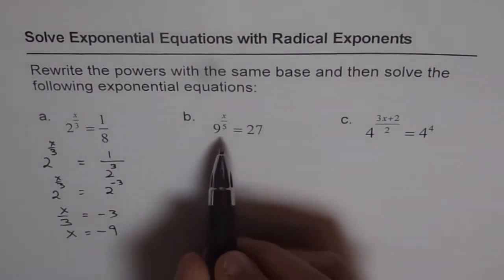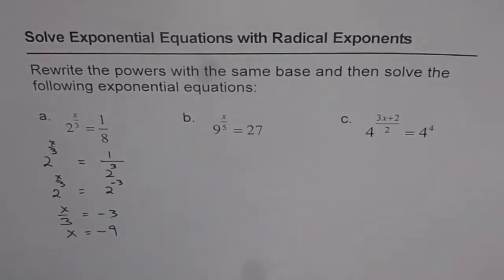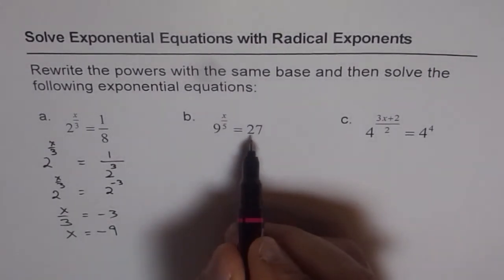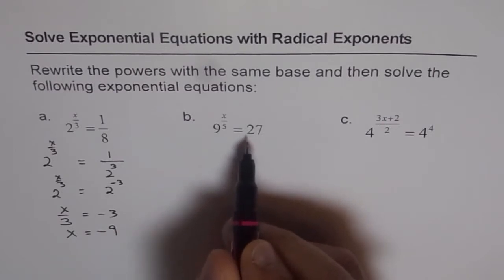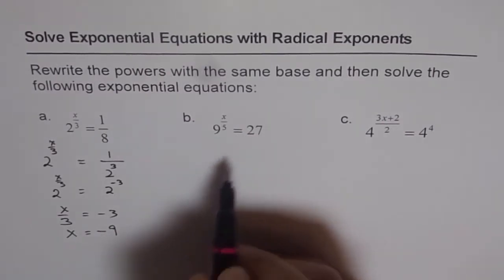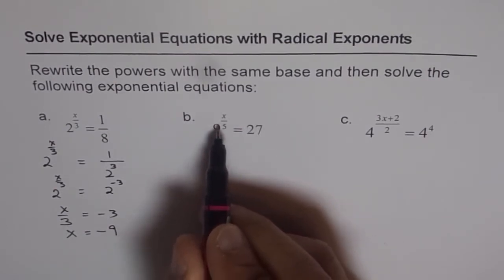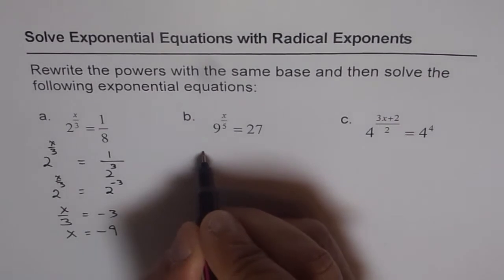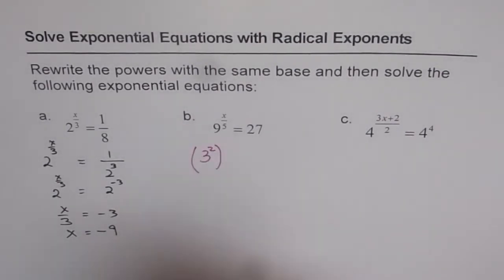Next one is 9 to the power of x over 5 equals 27. Now how can you write 27 with the base of 9? That's kind of very tricky, right? So what we can do in this case is we can write both of them to the base of 3, right? So that is the strategy which we are going to follow in this particular question, right? Now 9 is 3 square, correct? So we can write 9 as 3 square and then to the power of x over 5. Do you understand?